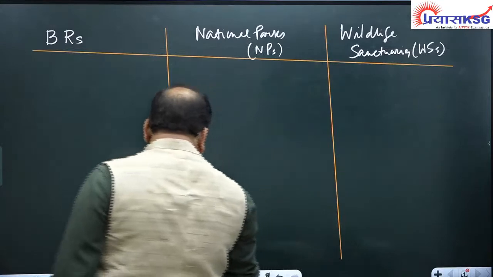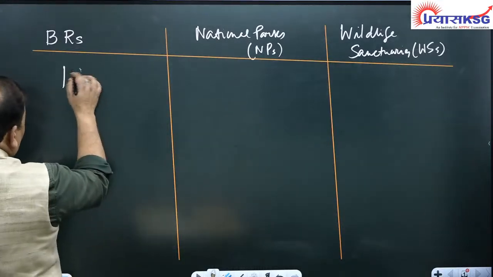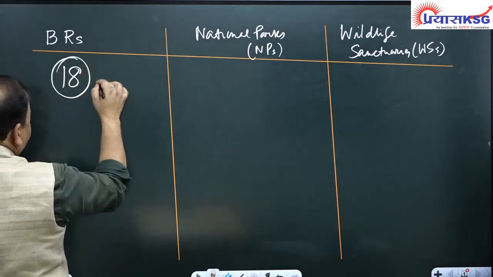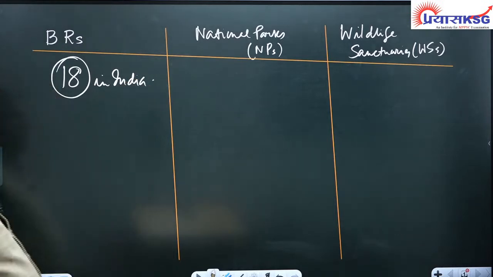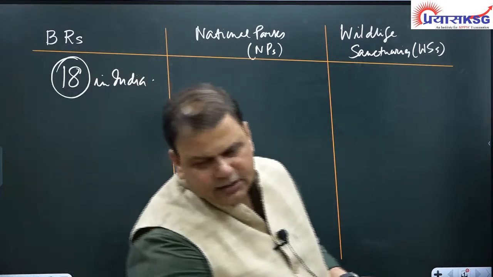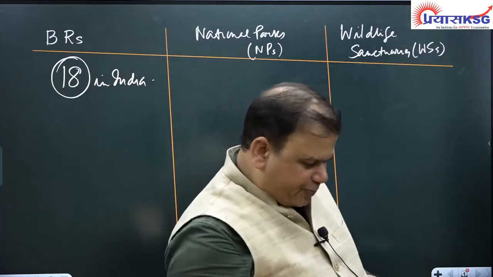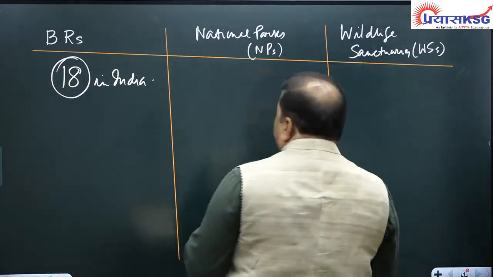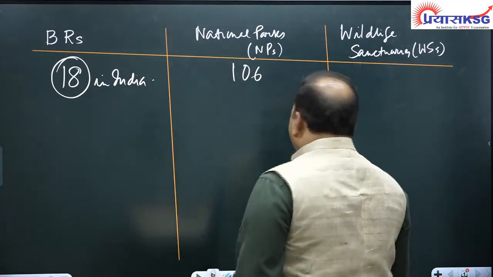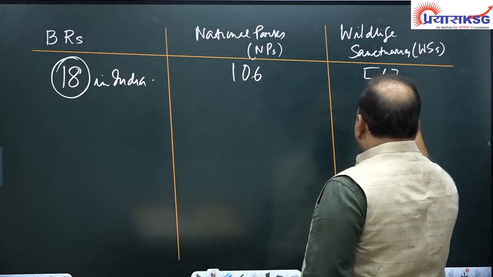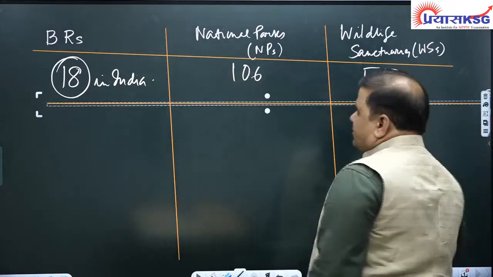We can see that as far as biosphere reserve is concerned, altogether there are how many biosphere reserves in India? 18 in India. Clear? 18 biosphere reserves are there in India. How many national parks are there? 106 in India. How many wildlife sanctuaries are there? 567. Clear? So your numbers as such.